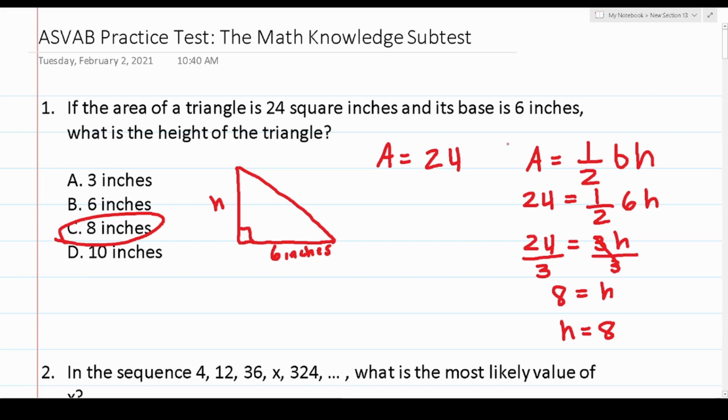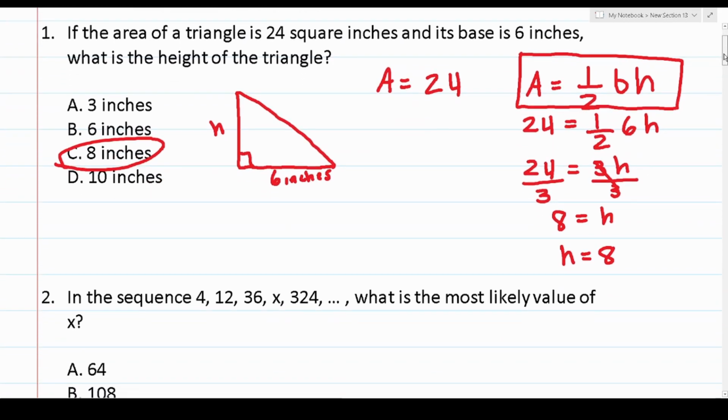Again, on my website, as well as the community tab of my YouTube channel, I have a 13-page formula sheet that includes all the formulas you need to know for the ASVAB. Of course, the formula to find the area of a triangle is on that formula or reference sheet. So make sure you know this one. You'll probably see it on the ASVAB for sure.